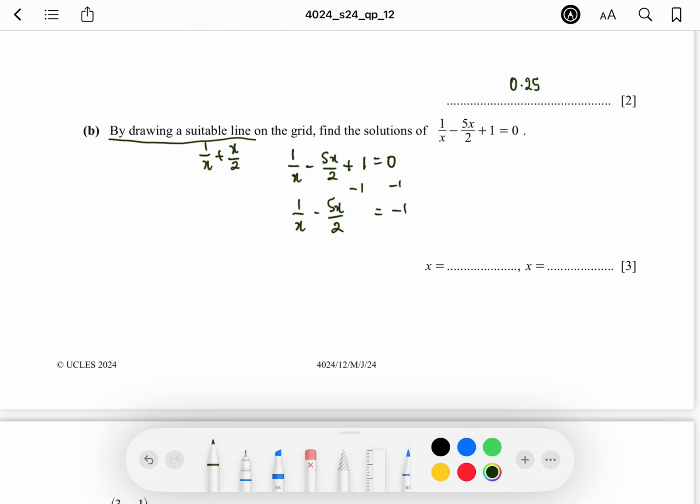Plus 6x over 2 kah? Okay. Minus 5 over 2 plus 6 over 2 equals to 1 over 2. Is it equals to 1 over 2? Yes. 6 over 2. And 6 over 2 is what? 6 over 2 simplified jadi 3. Oh my god. So plus 3x.